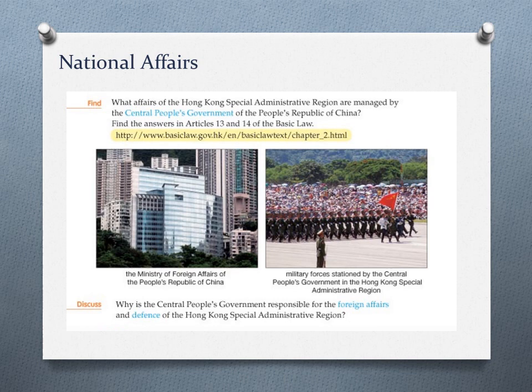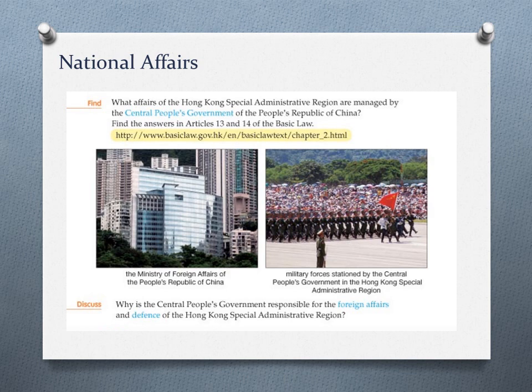We don't have our own military, and Hong Kong is also an integral part of China, so it's China's responsibility to take care of Hong Kong in case it's threatened by outside forces, or attacked by an outside military. It's the responsibility of the Chinese government to take care of the people of the Hong Kong SAR. So the entire military is the responsibility of the People's Republic of China. That is one affair, and the other is the Ministry of Foreign Affairs.